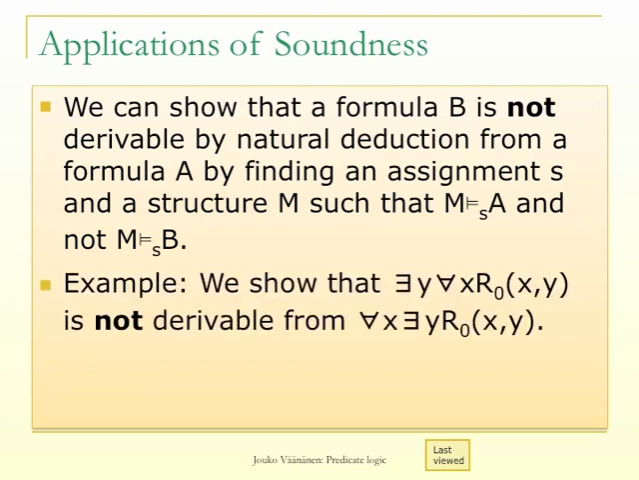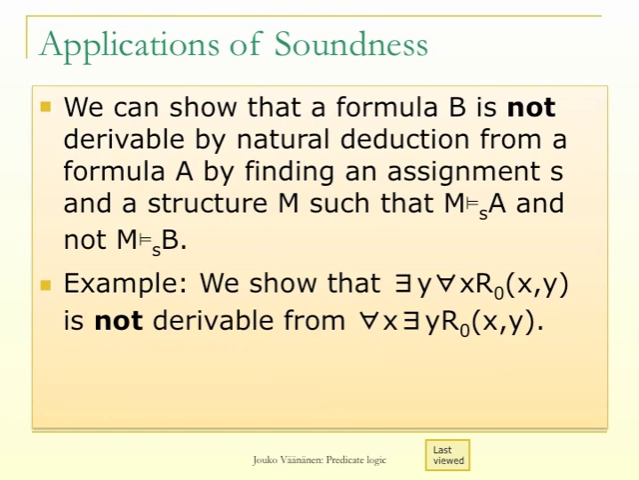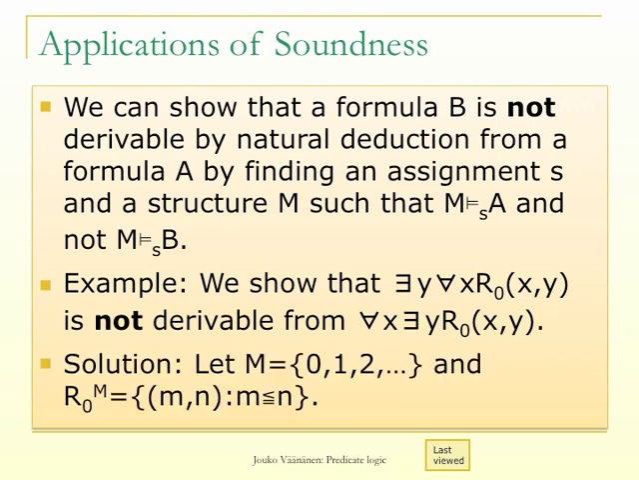For example, to show that there exists y for all x R0(x,y) is not derivable from for all x there exists y R0(x,y), we can let the universe of the structure be the set of natural numbers 0, 1, 2, and so on, and the interpretation of the binary predicate R0 be the natural order of the natural numbers. Then any assignment satisfies for all x there exists y R0(x,y), but it's not true that M satisfies there exists y for all x R0(x,y).